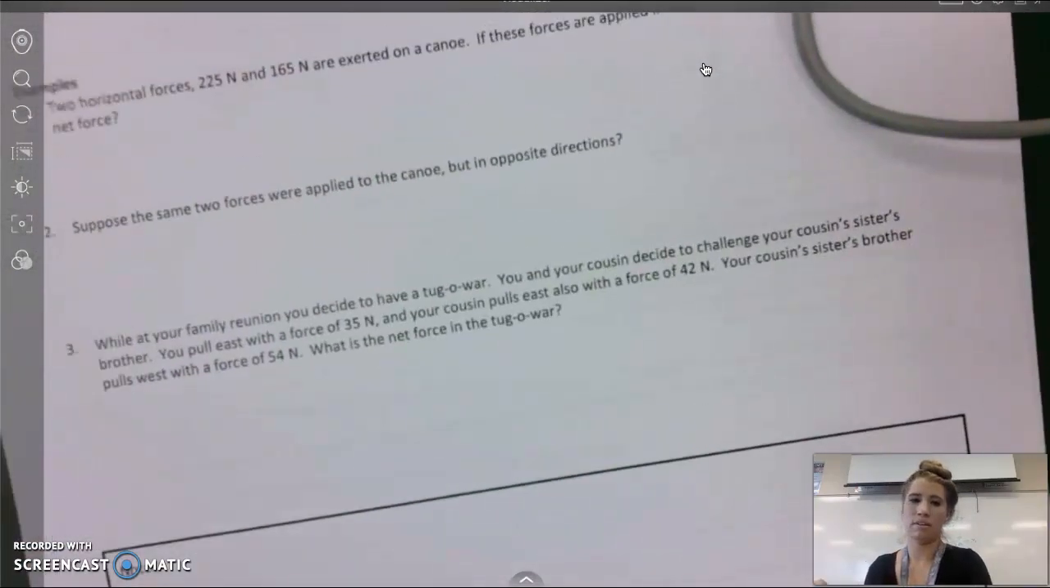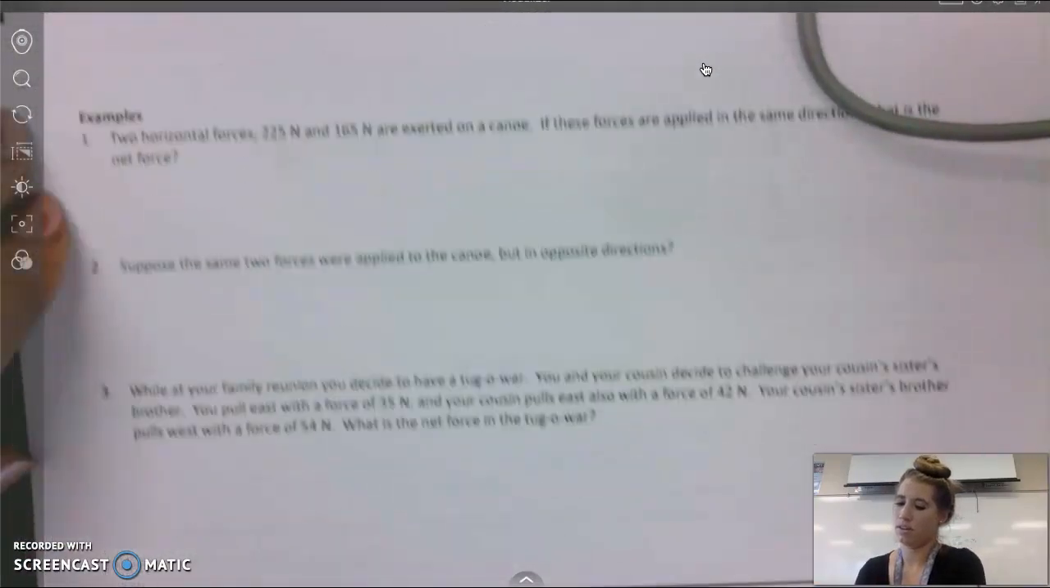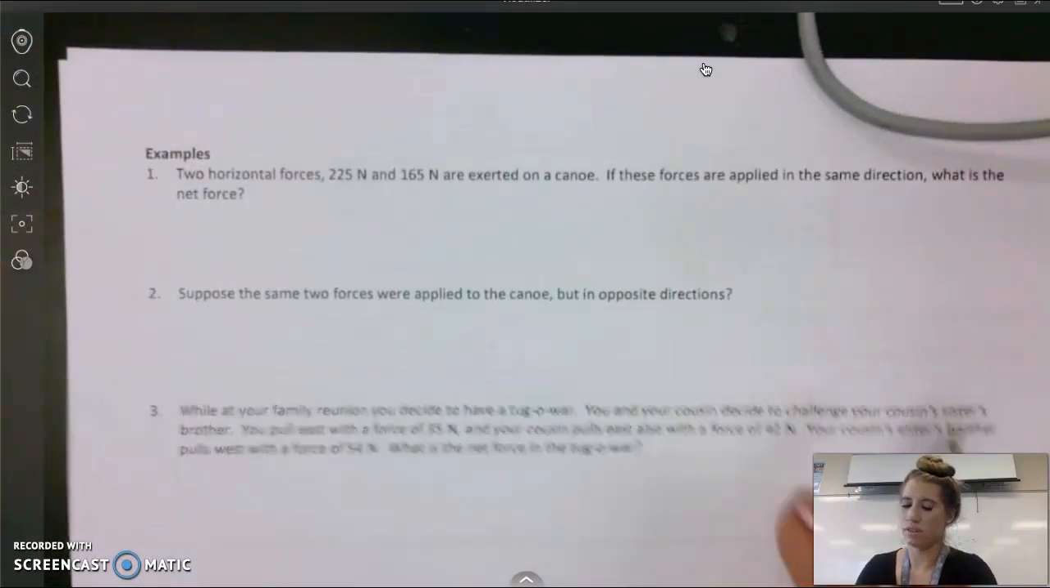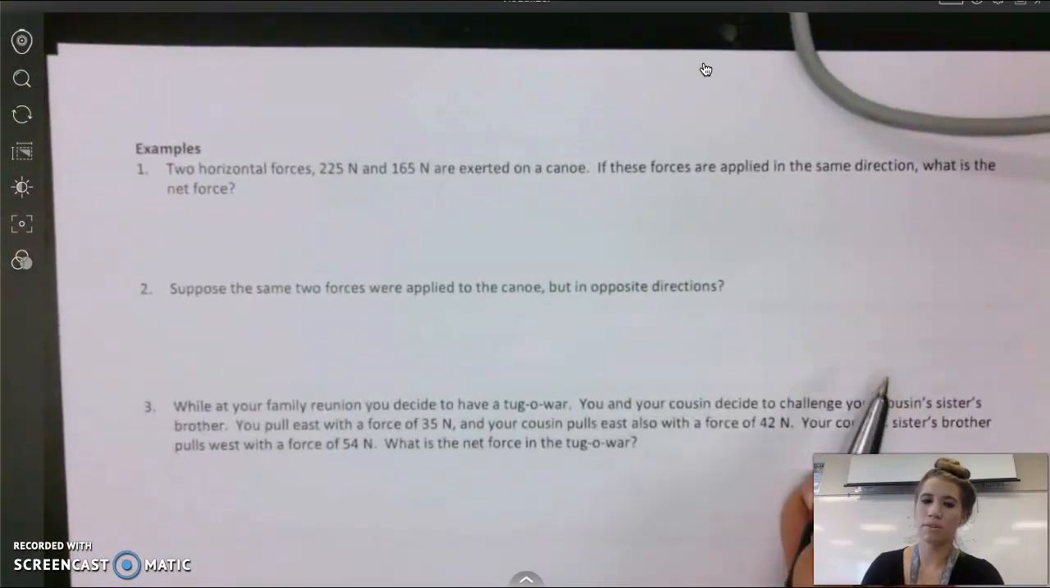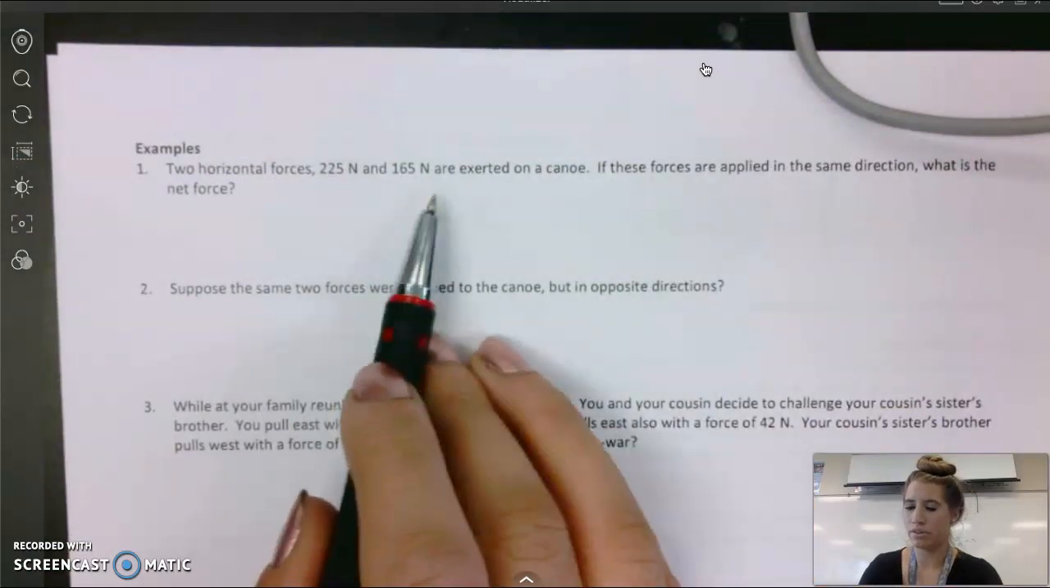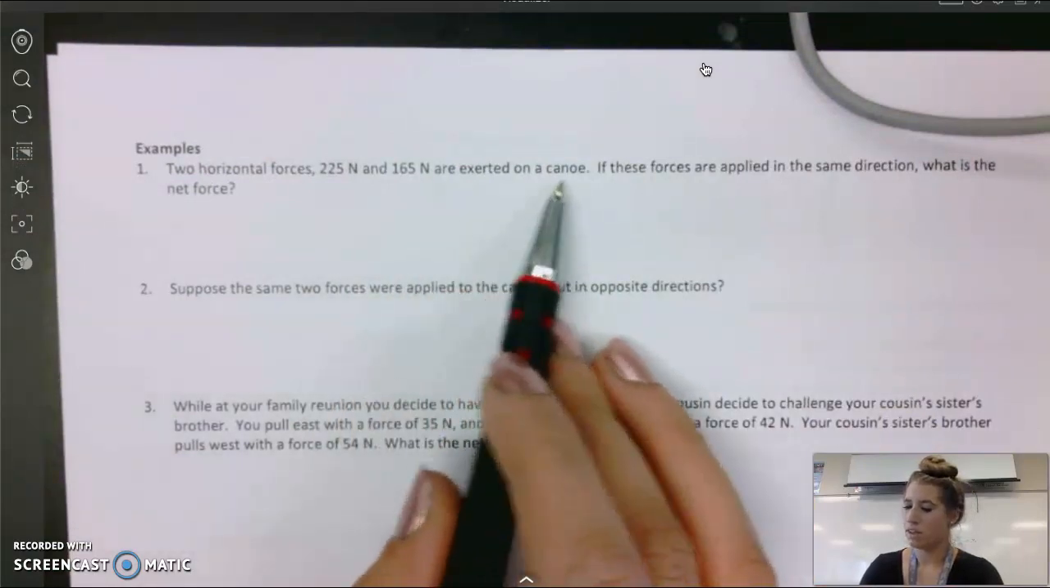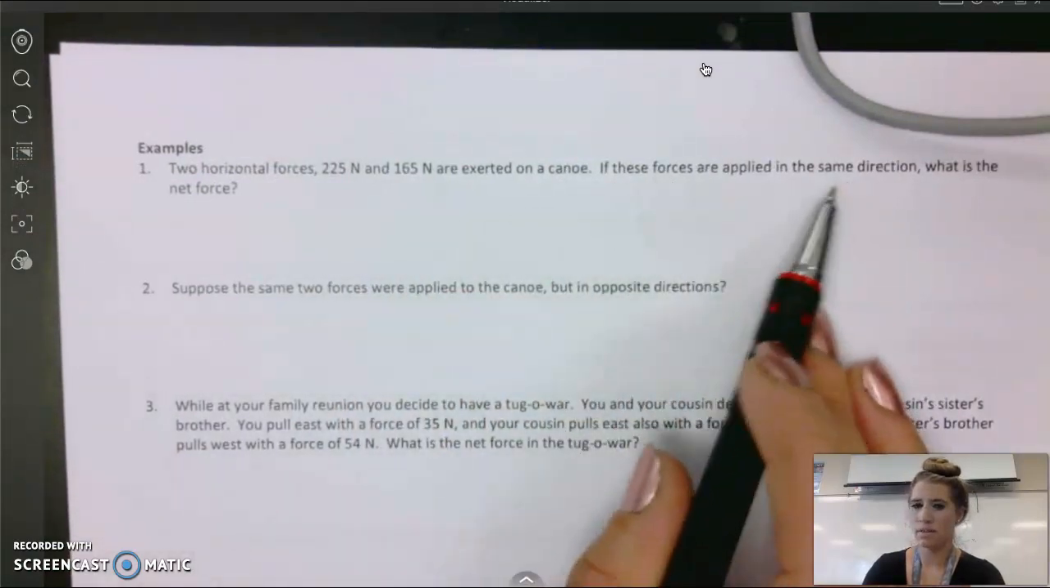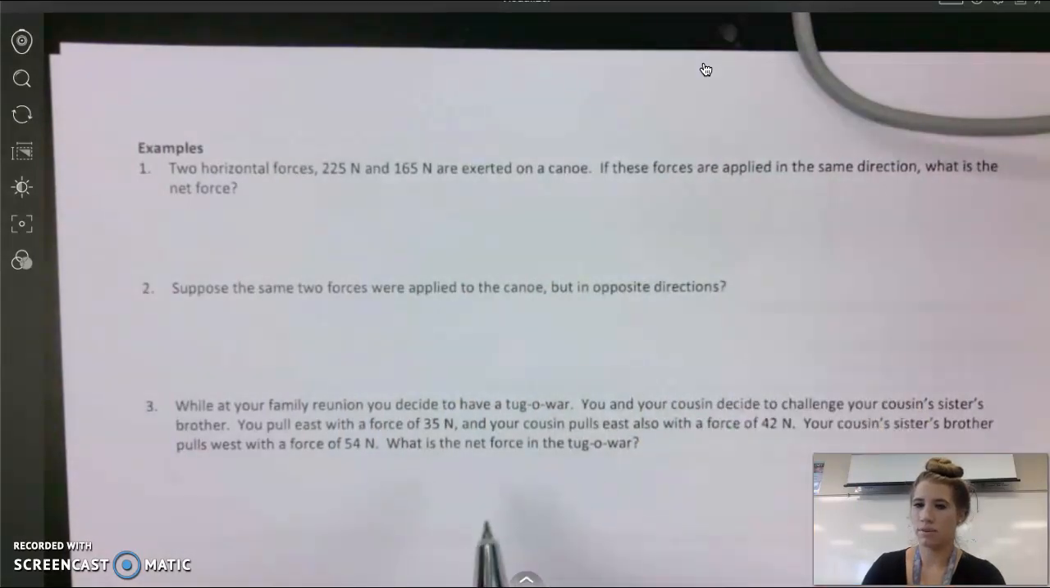Okay, so we have a couple examples here. Two horizontal forces, 225 newtons and 165 newtons, are exerted on the canoe. If these forces are applied in the same direction, what is the net force?